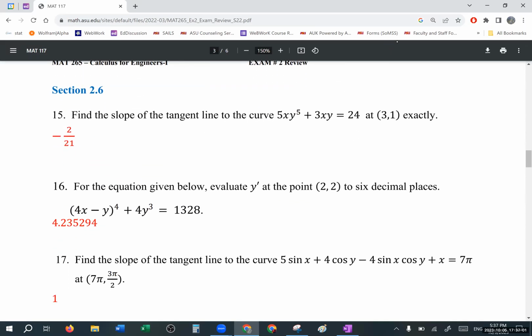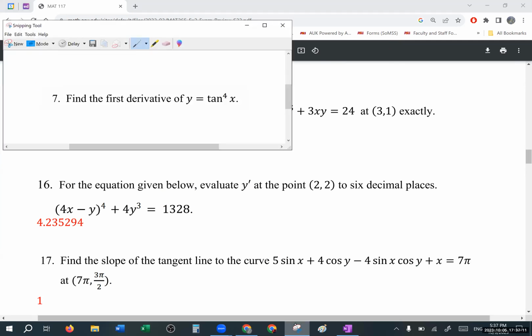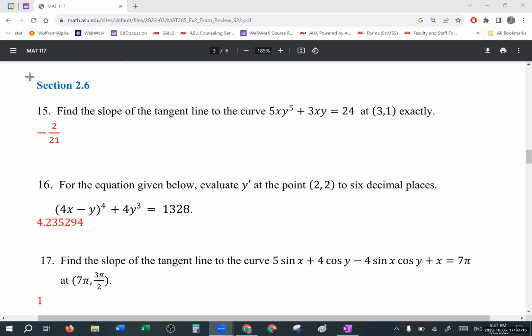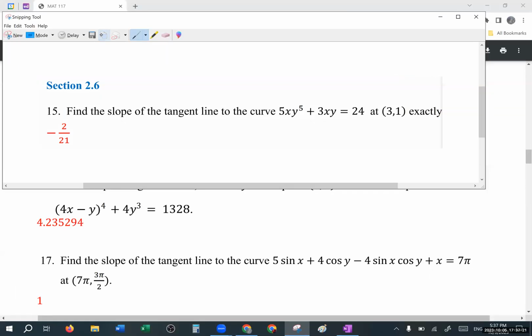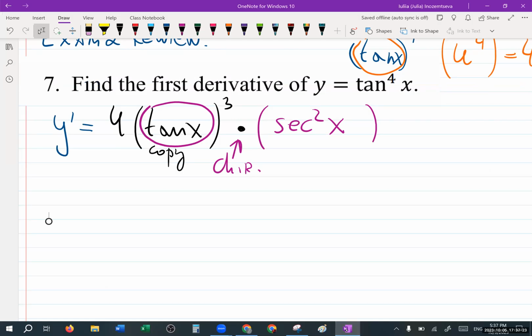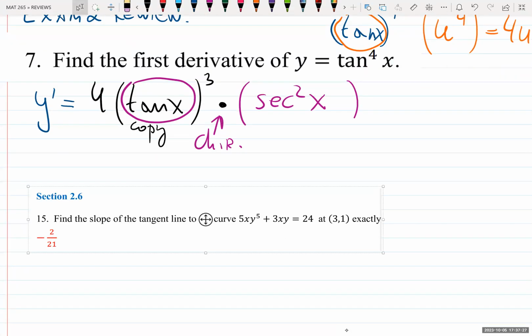Okay, let's do this. This problem reminds you of many things: product rule, implicit differentiation, and equation of a tangent line. Three topics at once, and that's why I chose it. That's 2.6. 2.6, if you remember, was implicit differentiation, your favorite topic.